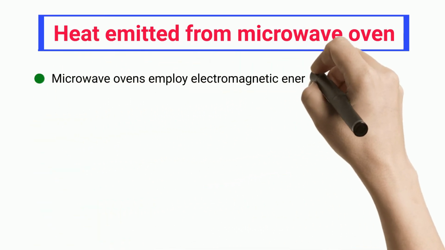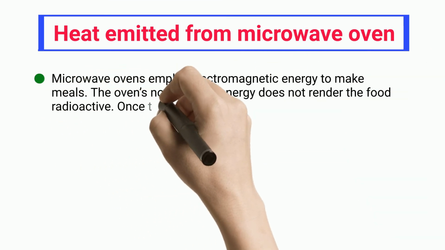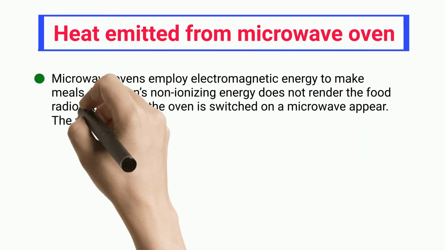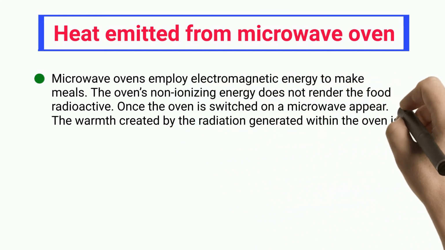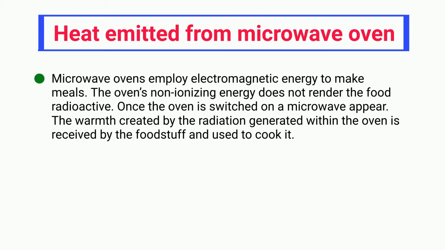Microwave ovens employ electromagnetic energy to make meals. The oven's non-ionizing energy does not render the food radioactive. Once the oven is switched on, a microwave appears. The warmth created by the radiation generated within the oven is received by the foodstuff and used to cook it.